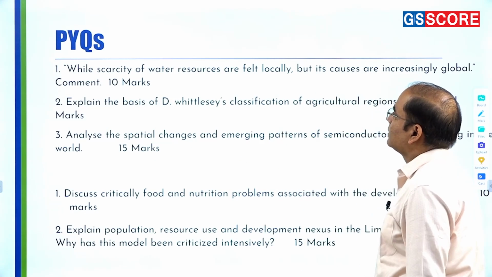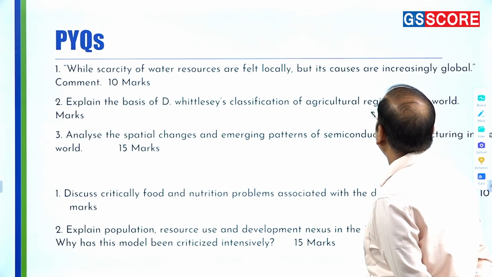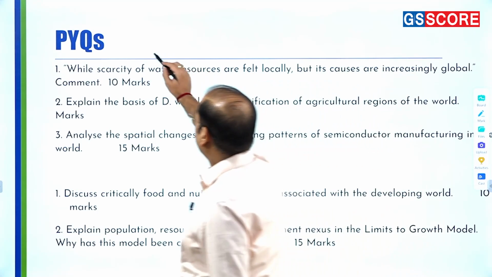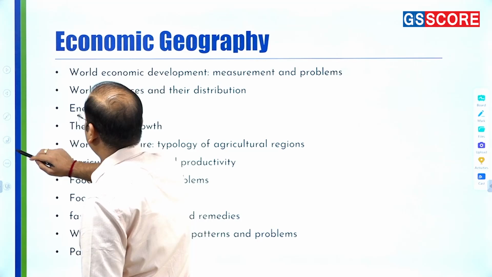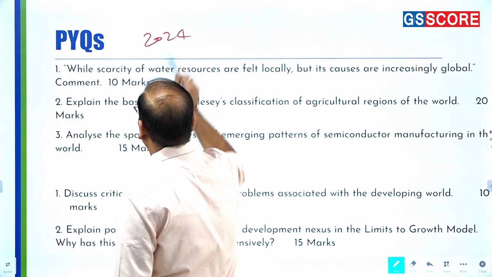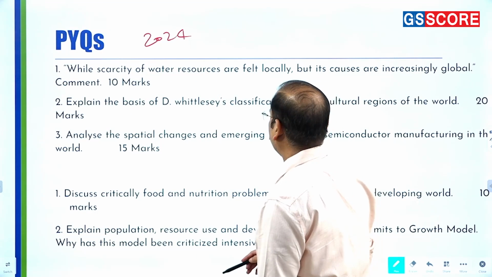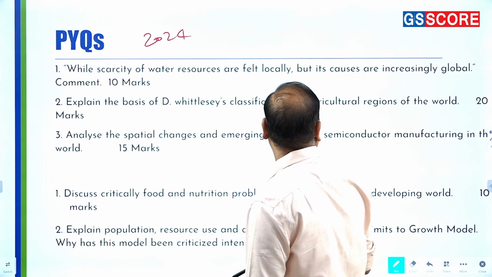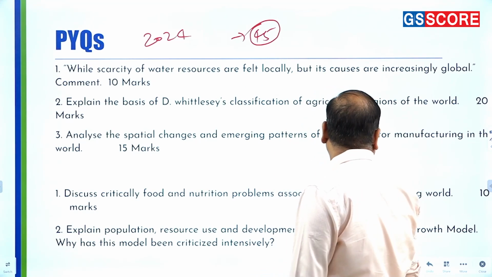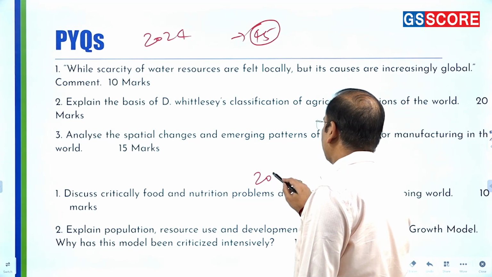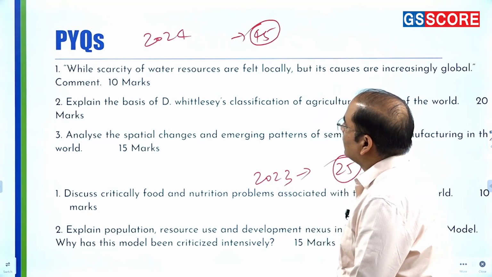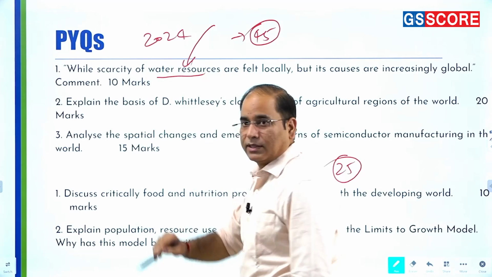Then we have a topic: while scarcity of water resources is felt locally, its causes are increasingly global. Comment. So, if you look at the questions, you will find in 2024 there were 3 questions, a 15 marker, a 20 marker, a 10 marker. So, total 45 marks. If you look at 2023, there was a 10 marker and a 15 marker, that is 25 marks. So, scarcity of water is directly from the resources topic, that is water.